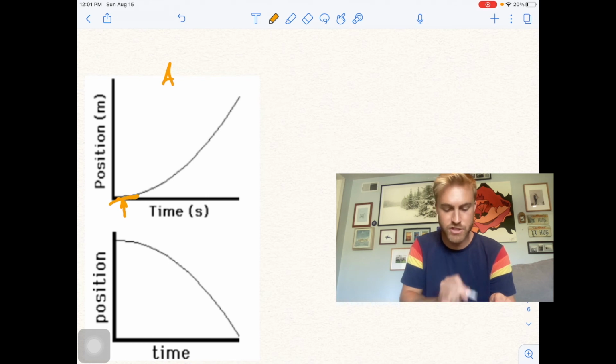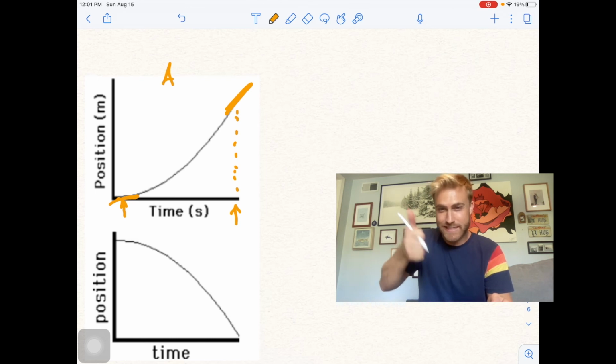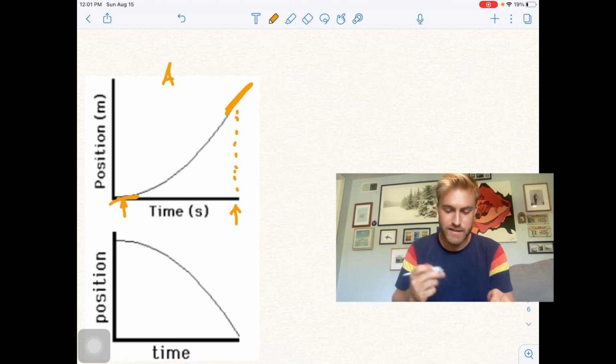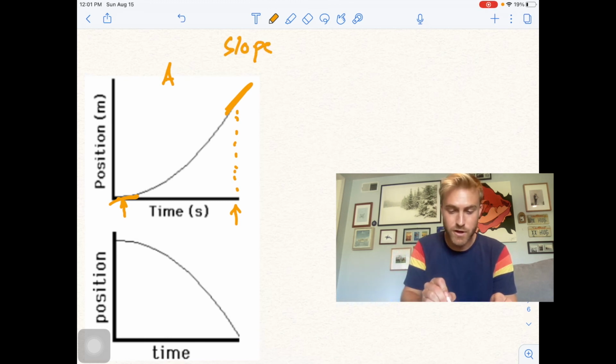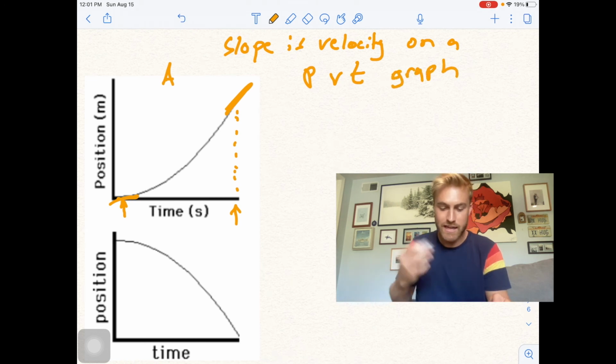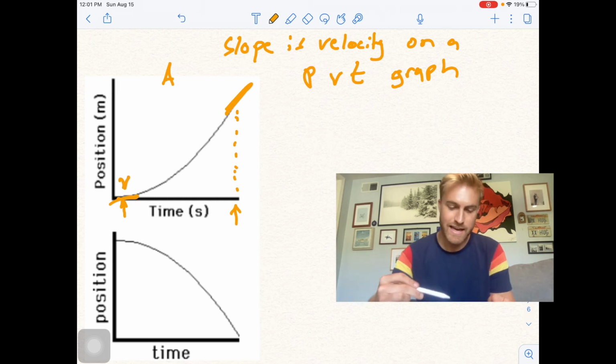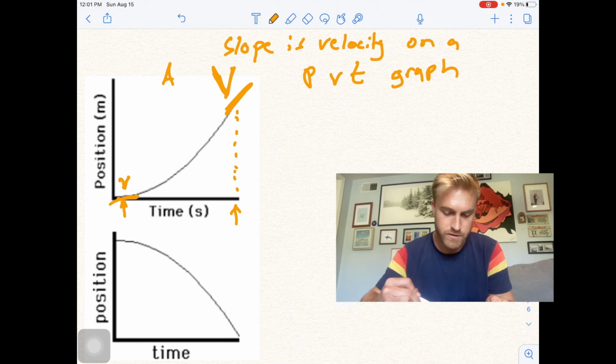Here we have a pretty shallow, or flat, slope. But later in time, we have a really steep slope. So the slope is actually getting steeper. It's getting greater. It's a higher number, a greater magnitude. Remember, slope is velocity on a position versus time graph. And if that's true, then the slope is the velocity. So I'm going to put a little v here for velocity. And the slope got steeper, so I'm going to do a larger v.